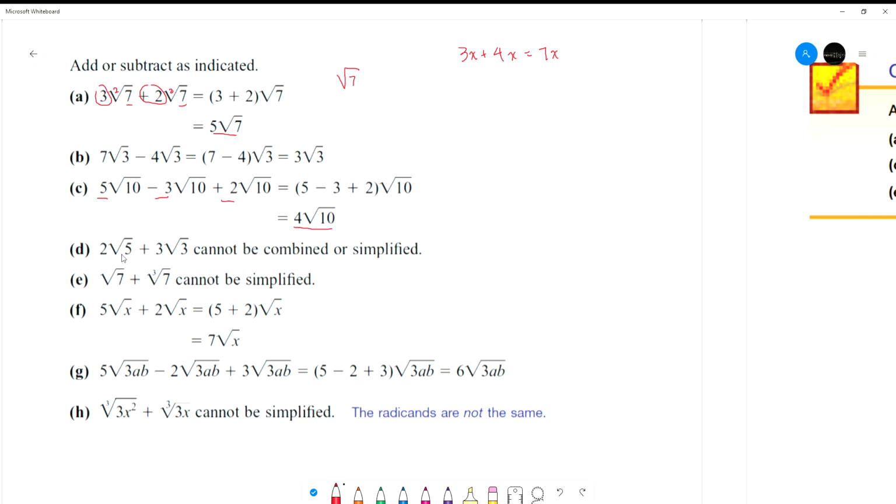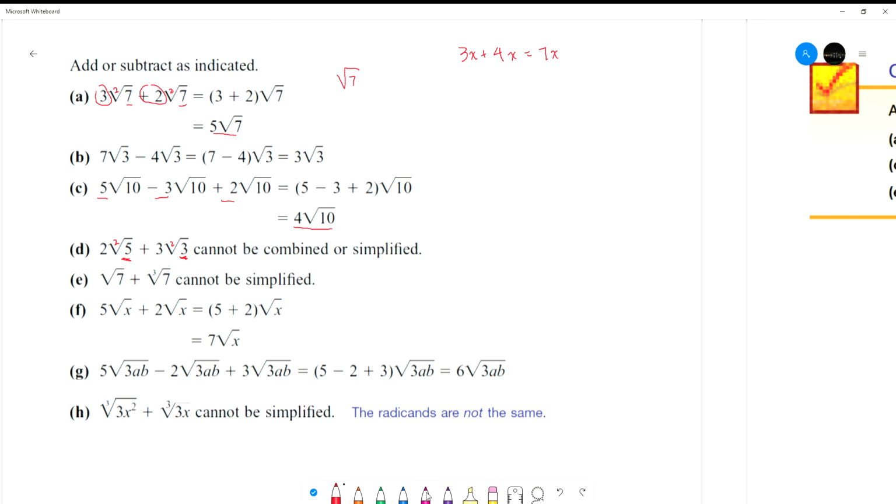Now in part D, this is our first example of not like radicals. You can see the roots are the same, right? They're both square roots. However, the radicands are different. One's a 5 and the other is the 3. So you cannot combine these. This is exactly like having 2x plus 3y. You can't combine them because they're not like terms.